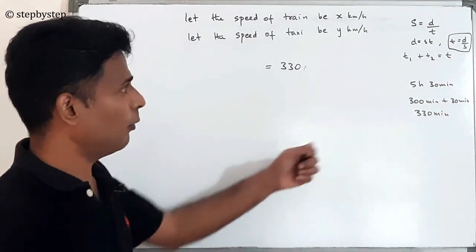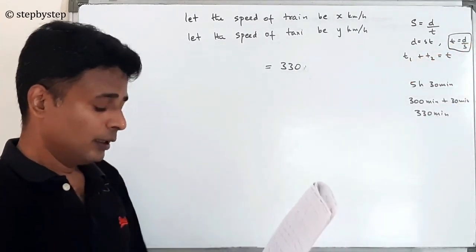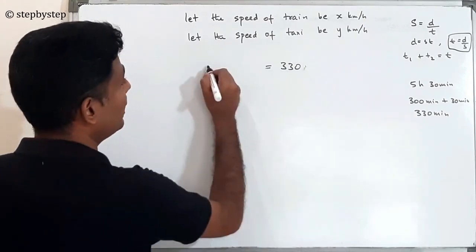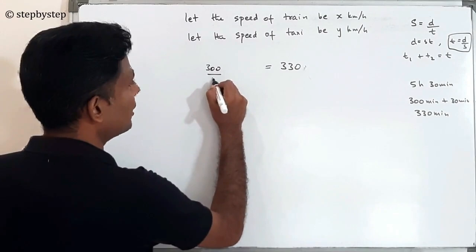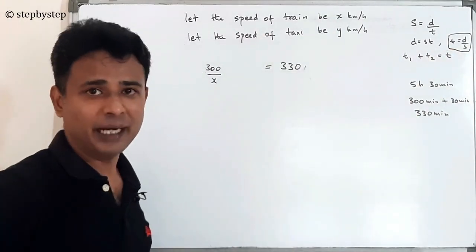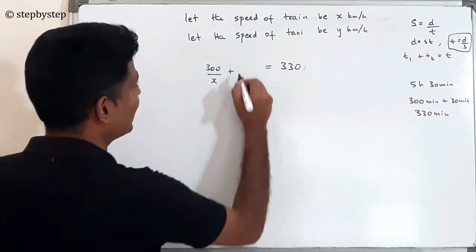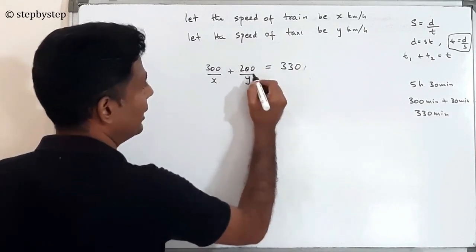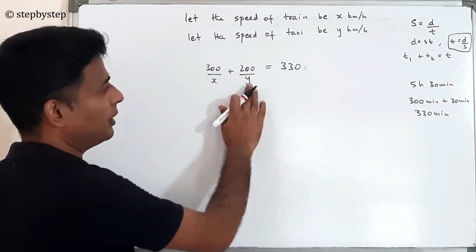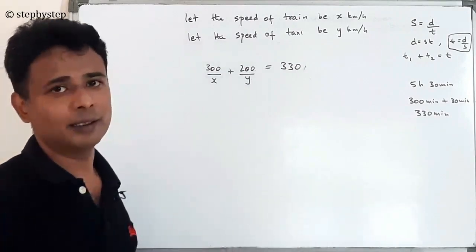Now how are we making the equation? T is equal to D by S. So what have they said first? He travels 300 km by train. So what is the time taken for train? Distance by speed, that is x. X is speed of train, T is equal to distance by speed. And he travels 200 km by taxi. So 200 by y, distance by speed of taxi. So time taken traveling by train plus time taken traveling by taxi, the total time is 330.